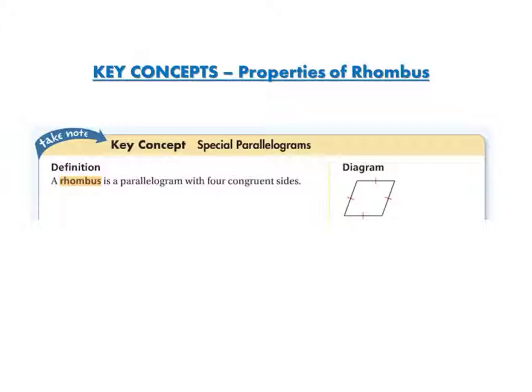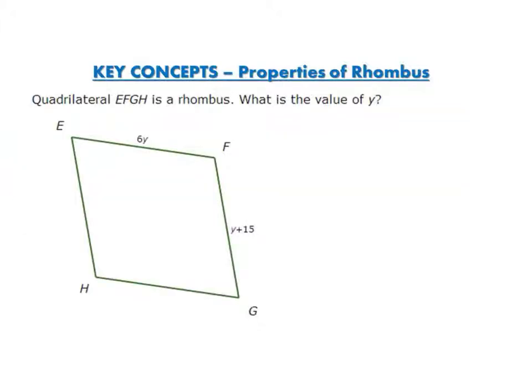Alright, the last concept you need to look at is that a rhombus is a parallelogram with 4 congruent sides. All 4 sides are the same length. Alright, so we are looking at quadrilateral EFGH, and they want to know what is the value of Y. Well, all 4 sides are the same length. We're not looking at angle measurements here. We're looking at the length of the sides. We've been told that the length of the sides are the same.